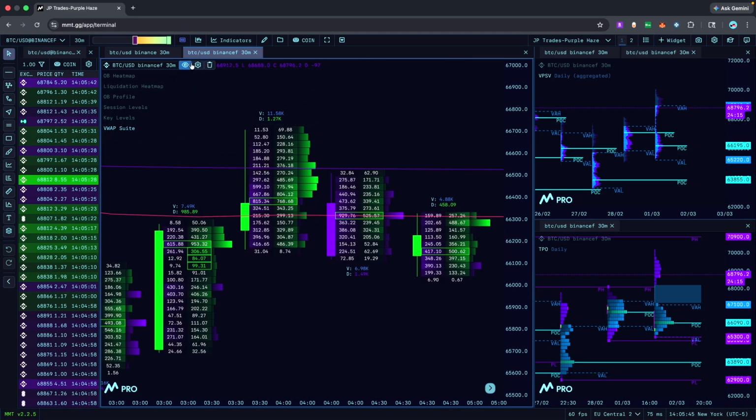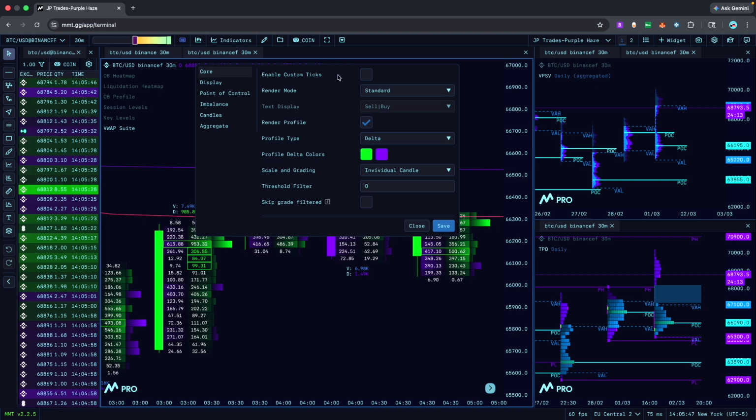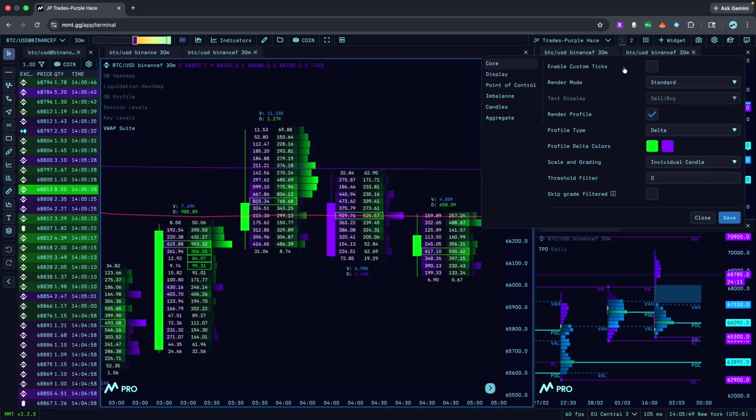So this is similar to how Bookmap changes the volume bubbles, size, and density depending on how zoomed in or zoomed out you are. Next, we render the cluster candle mode as standard, and that displays the sell buy text display or the bid ask display. We also come down here and enable the render profile and set the profile type as delta and scale it per individual candle. Now, delta, again, is the difference between aggressive buying and aggressive selling.